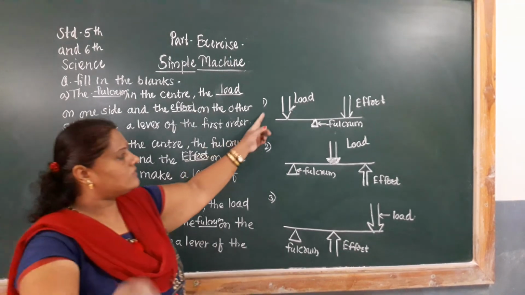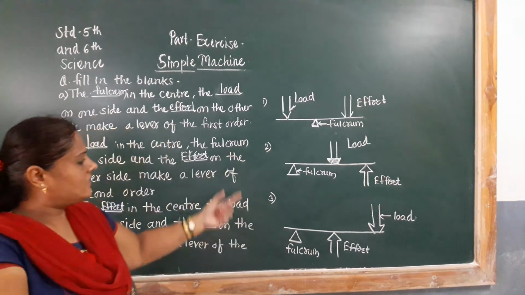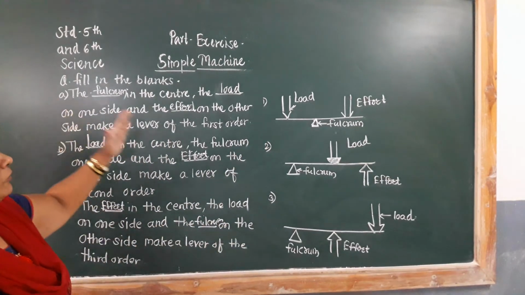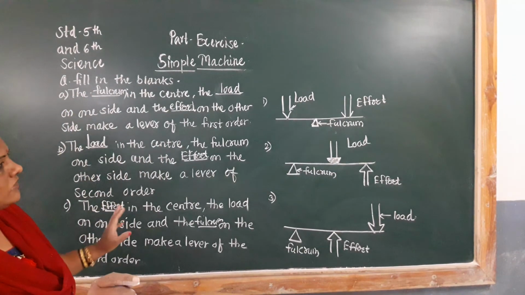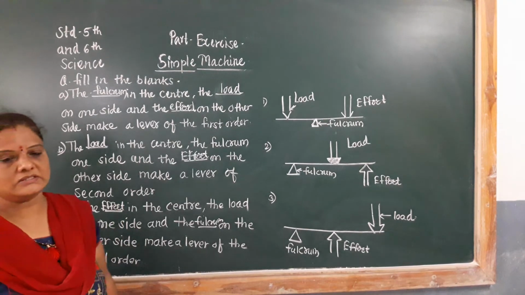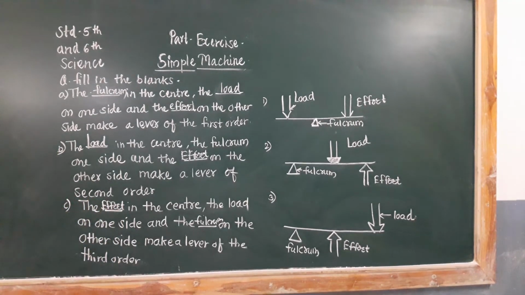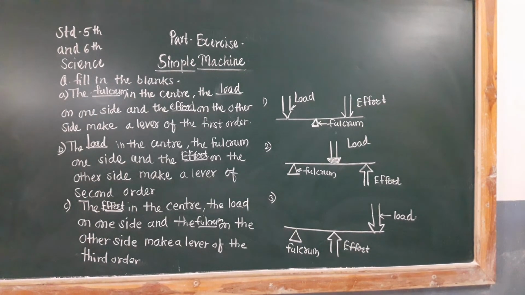I have given you the structure of the first order, second order and third order lever. You have to put the proper word to make the complete sentence. Pause the video and write down everything written on the blackboard. Okay students, in the next part of the video we will learn more questions, the long type questions and different types of filling the blanks. Till then, okay.